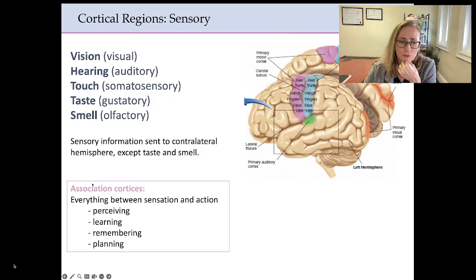And this is a thing not to forget. So even though we have primary sensory and primary motor regions, everything else, everything in between, is considered an association cortex. And again, as we go through the class, we'll talk about those more specifically.